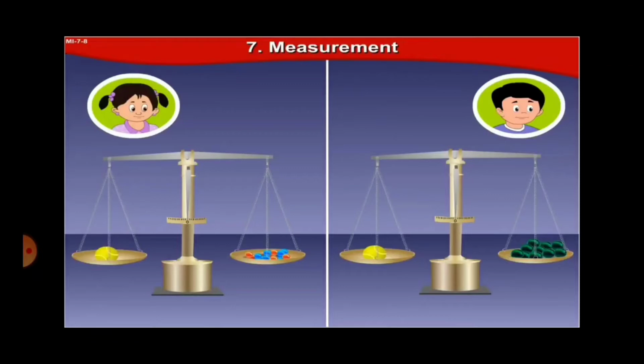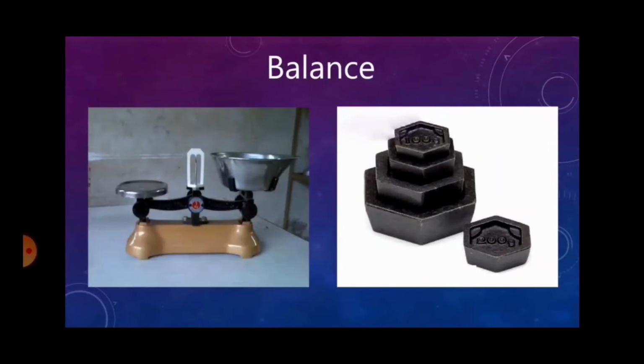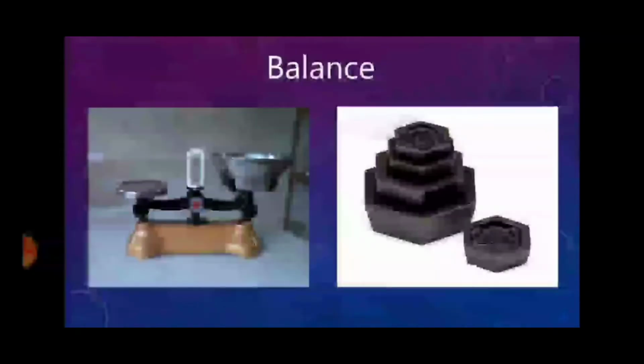So, the weight of the ball differs with the object used to measure it, and you will not know its correct weight. So, children, we use standard weights, which are the standard units to measure weight, and they are marked with different weights like 1 kg, 2 kgs, 5 kgs, 100 grams, 200 grams, etc.